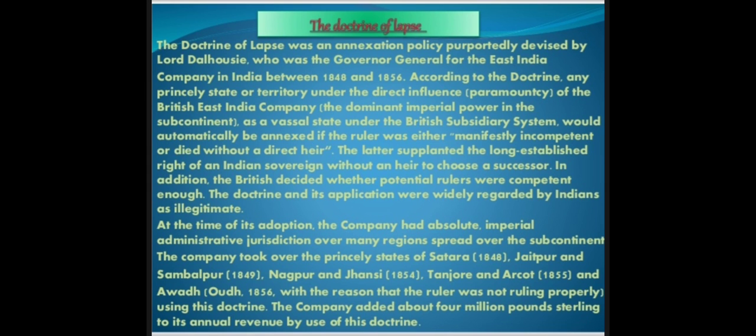Doctrine of lapse. Under the reign of Lord Dalhousie, they adopted the policy of lapse. According to this policy, rulers who did not have any legal heir could not pass on their property to an adopted son, and it would be taken by the British. Satara, Sambalpur, and Jhansi were annexed by this policy.